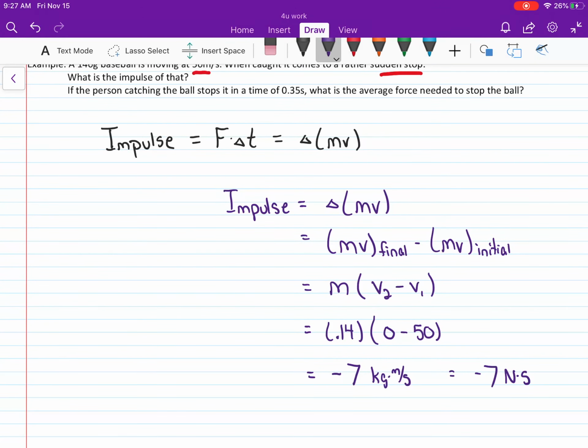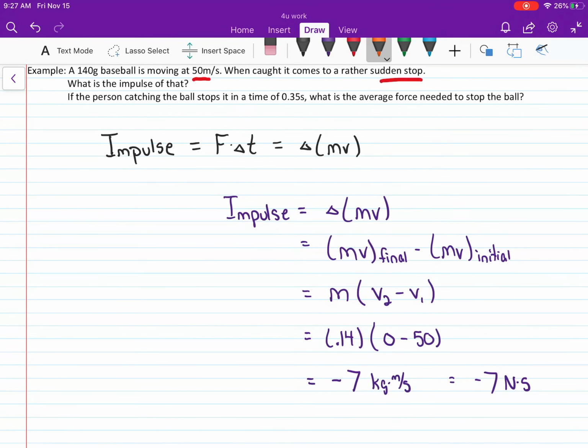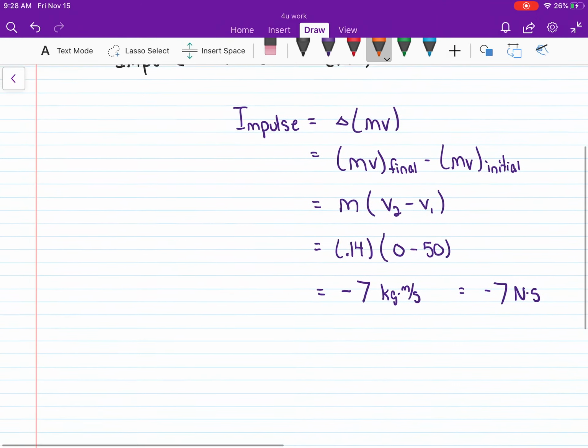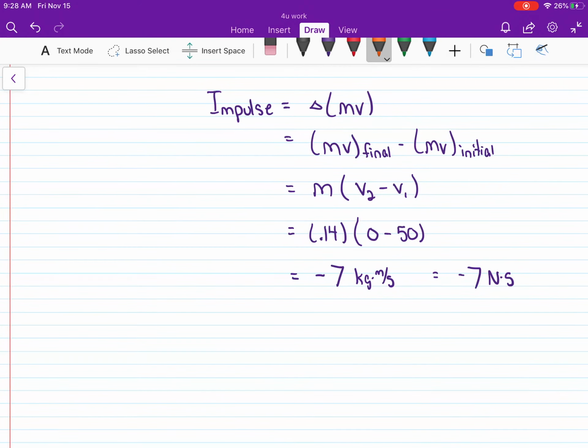Often, though, we can use impulse to go a little bit farther. If we now know impulse and we're given a time that goes with that interaction, we can go one step farther and figure out the force. So to finish this one off, we know that impulse, that -7 number we just calculated, is also equal to F times t.